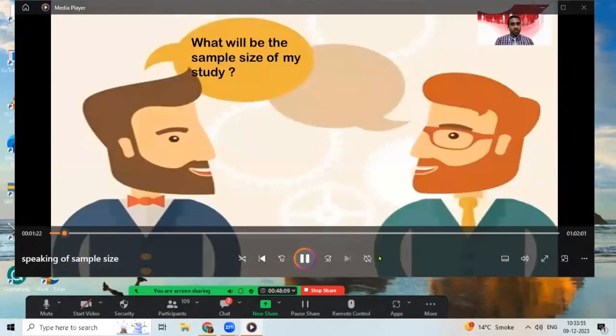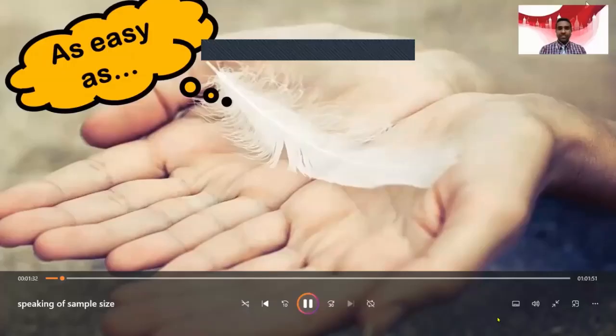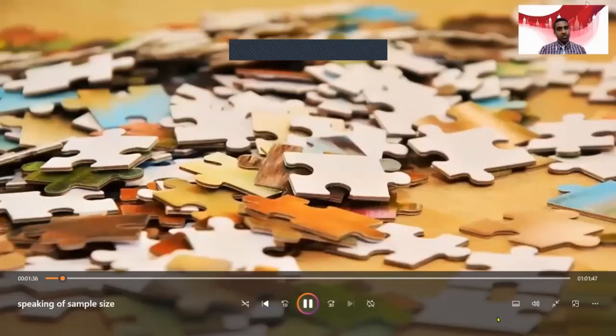Let's see through. When you start a research, the first question which is going to pop up in your mind is, what will be the sample size of my study? Do you think this question is as easy as scolding the feather? Certainly not, because sample size calculation involves many formulae. Which formula are you going to choose? We have a lot of formulae here. Which one will you choose from these?